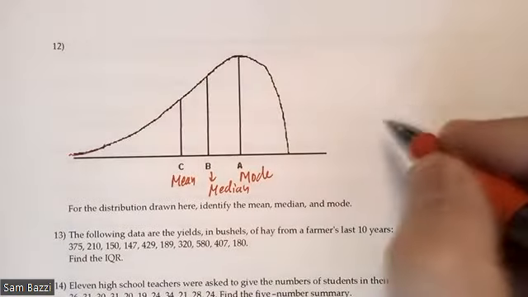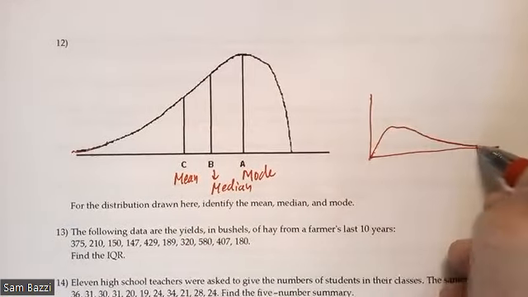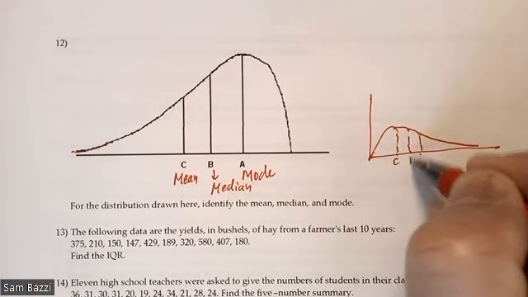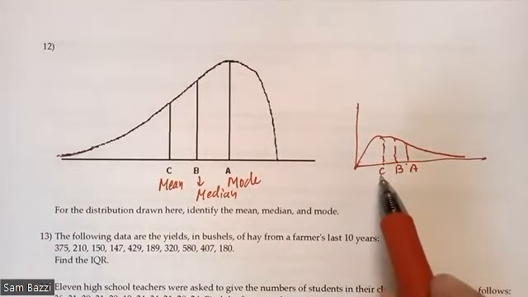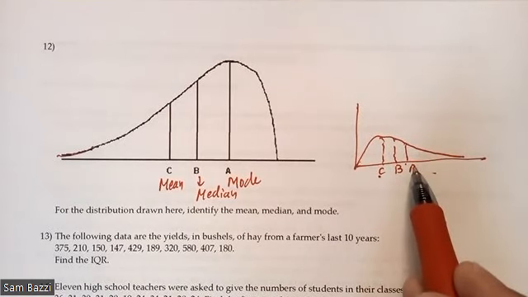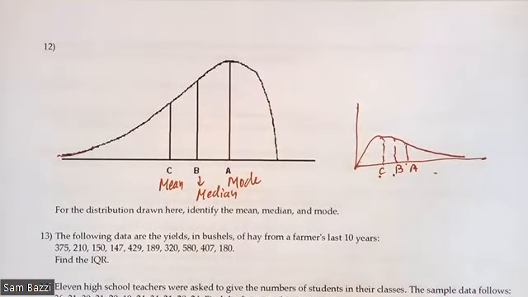So if you see something like this on the final exam, guys, and we give you C, B, A, for example, and tell you which is which, this one will be the mode, this one will be the mean because it's closer to the tail, and B will be the median. All right.